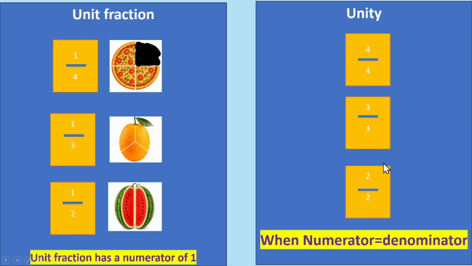I eat all the watermelon, the 2 parts of the watermelon. So numerator equal to denominator, so it's equal to 1.